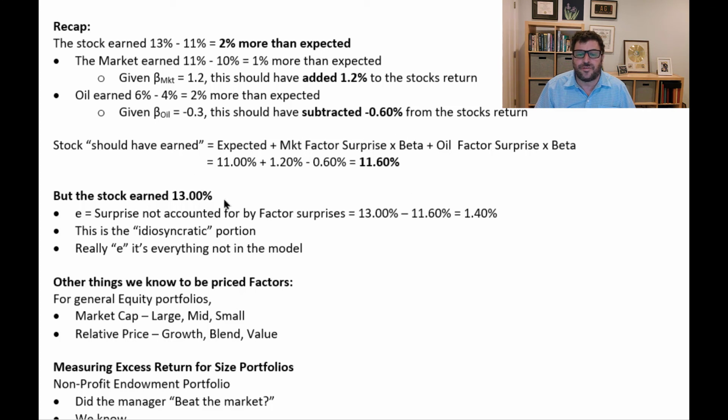So the stock should have earned the expected return plus the factor effects. It should have earned 11.6. But since it actually earned 13, I have this 1.4 unattributable, and that I attribute to E, which is everything else that's not in the model. And this could be manager skill, this could be luck, this could be anything else. And we'll do more examples like this for homework, but this is a very common application of a multi-factor model, is to afterwards see to what I can attribute returns.